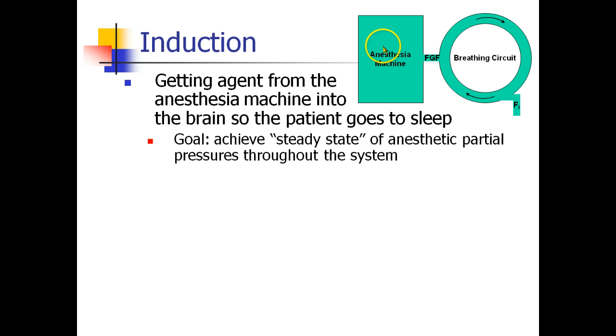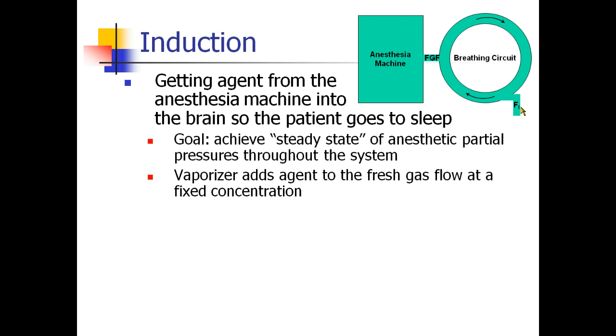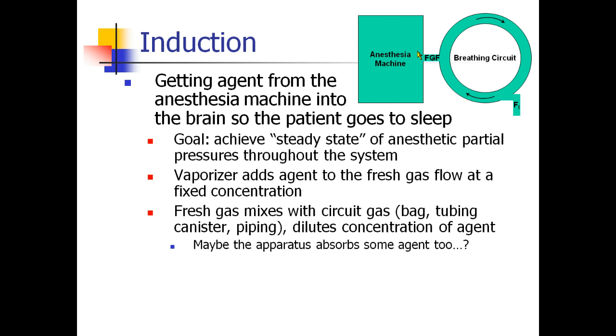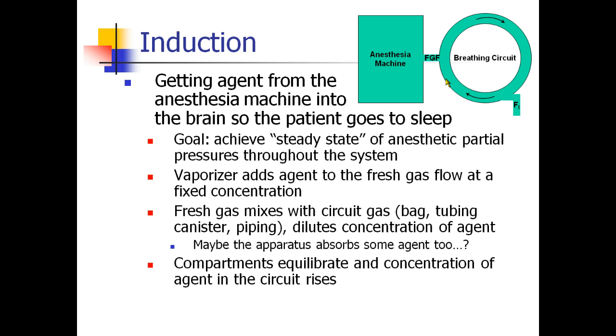Our goal is to achieve a steady state of anesthetic partial pressures throughout this little system. So we have a machine which has a vaporizer, and it adds agent to the fresh gas flow at a fixed concentration, let's say 1% sevoflurane. And the fresh gas mixes with the circuit gas and the bag and the tubing and whatever else is in this circuit. And maybe it gets absorbed into the plastic a little bit. But eventually the system achieves equilibrium, and the concentration of agent in this circuit rises until it gets to our final concentration.